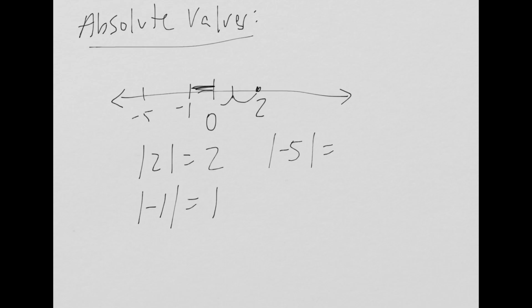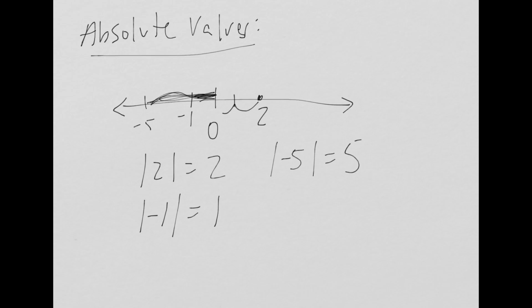What about the absolute value of -5? So -5 is over here. Now we're looking at this little distance. How far away is it? 5. So hopefully you kind of see the pattern here. The absolute value is just how far away we are from the origin. So how far away are we from 0?